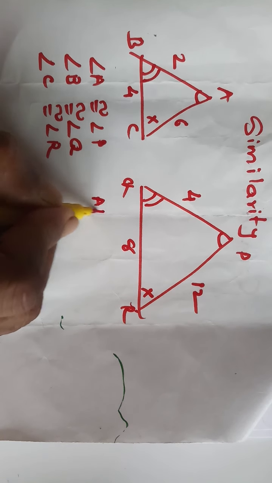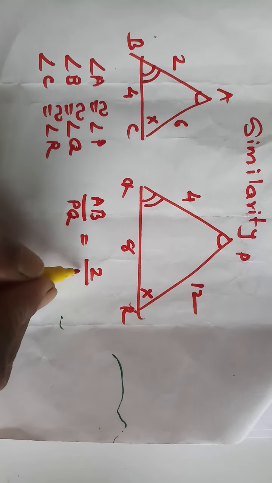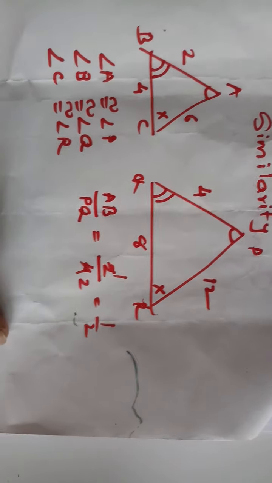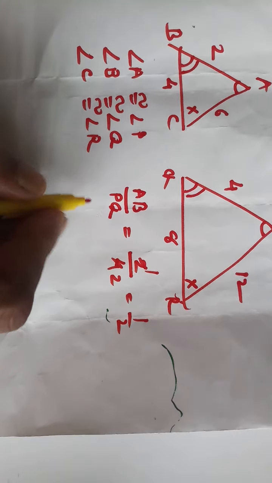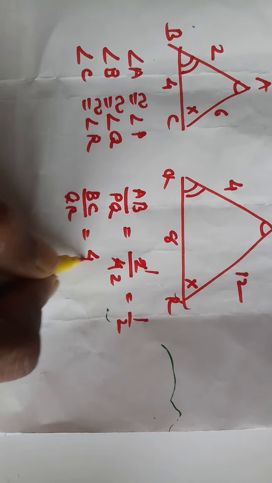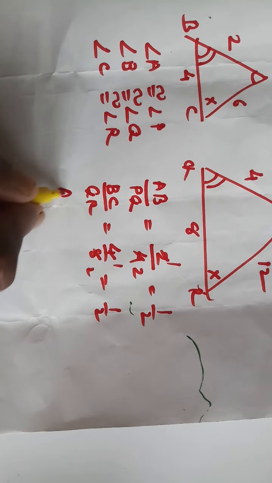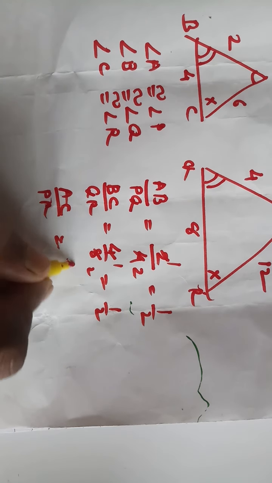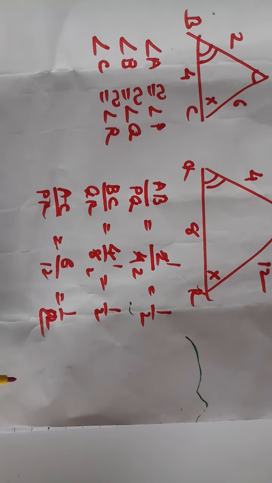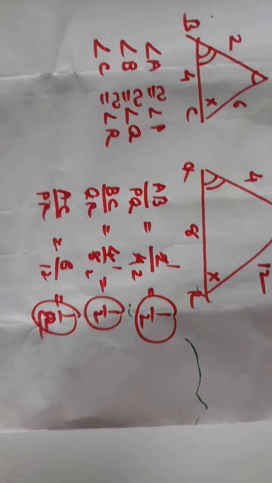Let's find it out. AB upon PQ is equal to, length of AB is 2, PQ is 4, 2 1s are 2, 2 2s are 4, 1 upon 2. Similarly, find the ratio of all the three corresponding sides. BC upon QR, it's 4 upon 8, once again it is 1 upon 2, and AC upon PR, that is 6 upon 12, once again it is 1 upon 2. So all the ratios are equal.